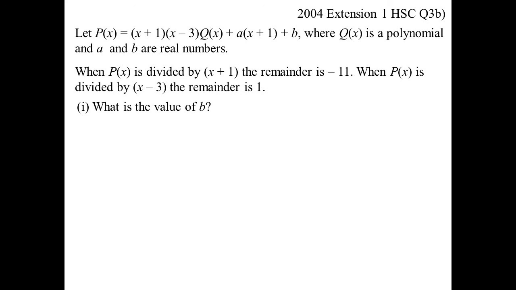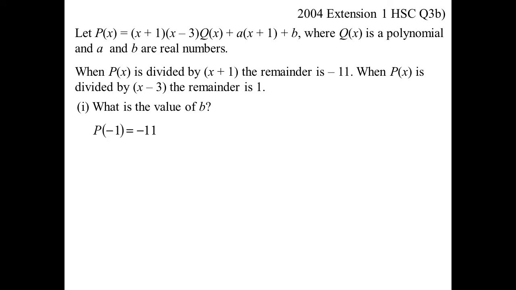So our polynomial, and they've written it as a quotient times a divisor. The divisor's been factorised for us. And then they've written the remainder in a rather strange way. They've said it's a outside of x plus 1 plus b. But that's the remainder. Okay, so a polynomial is divided by x plus 1, the remainder is negative 11. And when it's divided just by x minus 3, the remainder is 1. So what is the value of b?